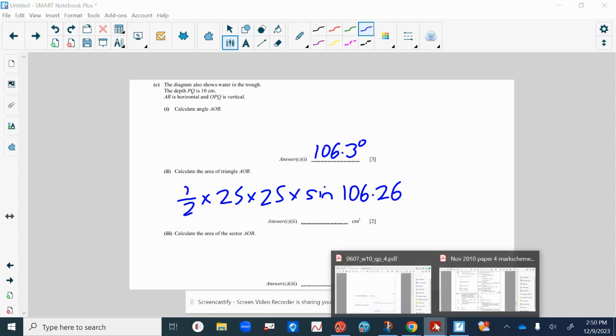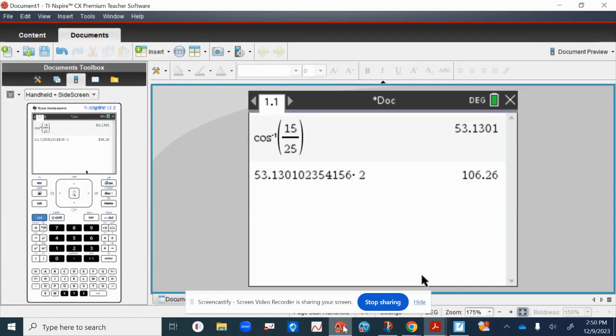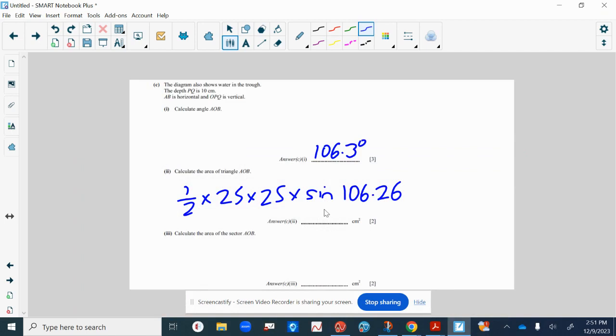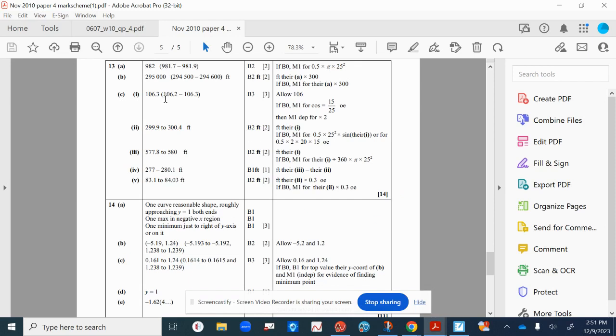So half times 25 times 25. Let's do this then. So 0.5 times 25 times 25 times sine of 106.26. 300. Oh gosh. Right. So there we go. So it's 300 centimeters squared. Hang on. Let's just check these things are right. Got the mark scheme somewhere. Yeah. So 106.3 and anywhere between 299.9 to 300.4. So we're all good.